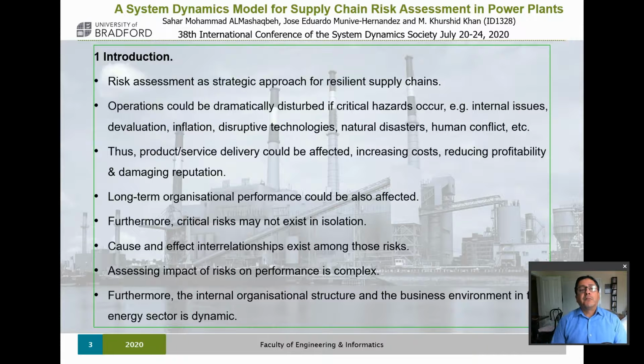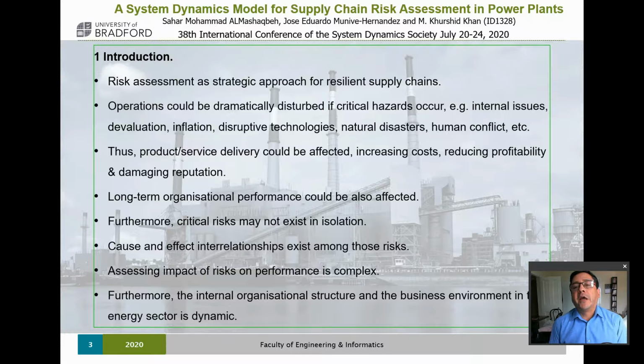So first of all, it's important to consider that the risk assessment activity, which is part of the risk management process, should be considered a strategic tool or a strategic approach to facilitate the creation of stronger, more resilient operations and supply chains. Operations can be dramatically disturbed if critical hazards occur.